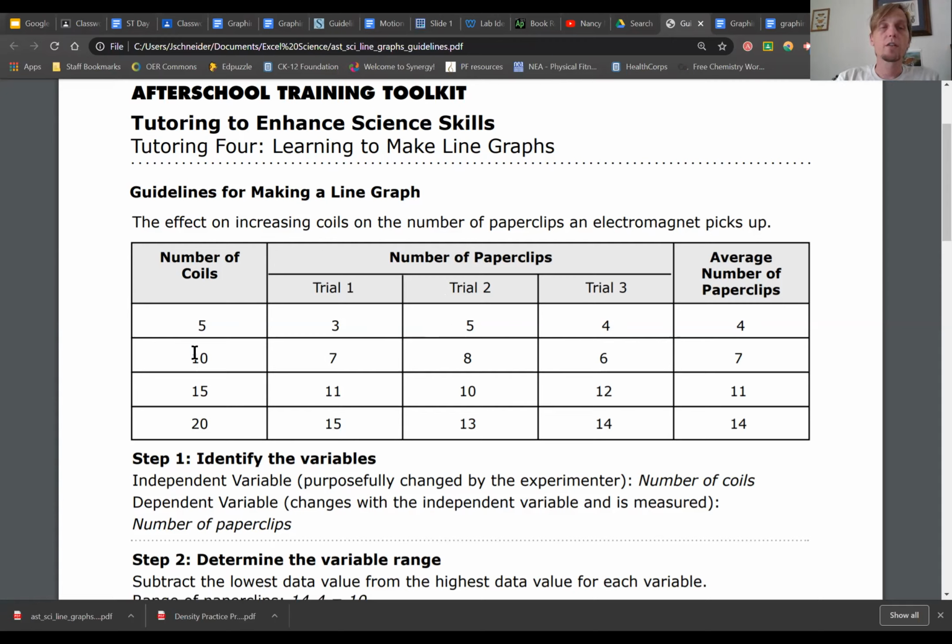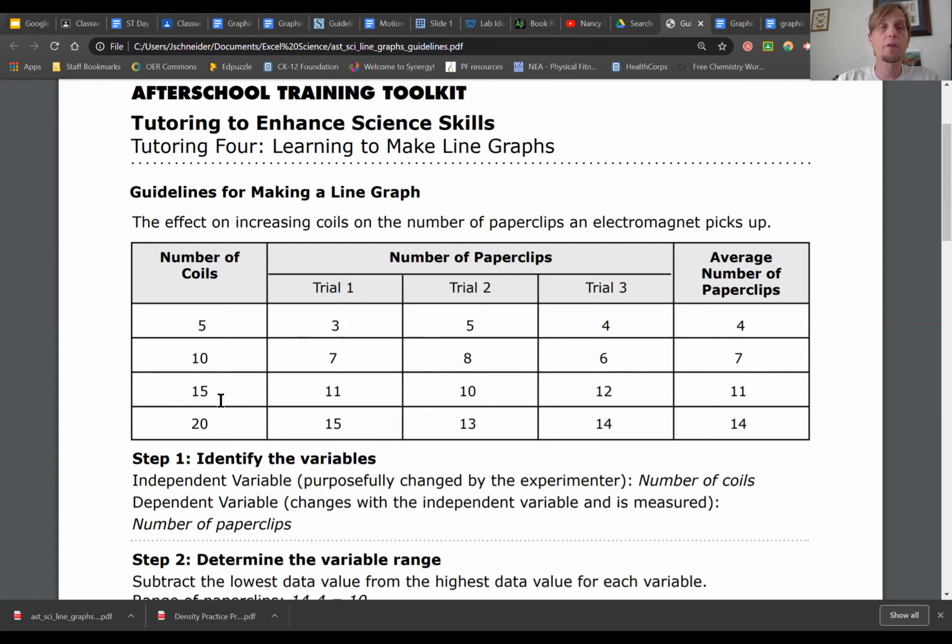Then we did it again. This time we got 10 coils. The first try we got 7, the second try we got 8, and the third try we got 6. To get the average, we added up those 3, and then we divided by 3, and we got 7, and so forth for 15 and for 20.